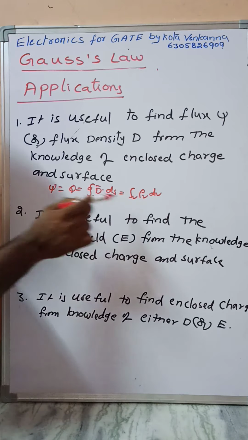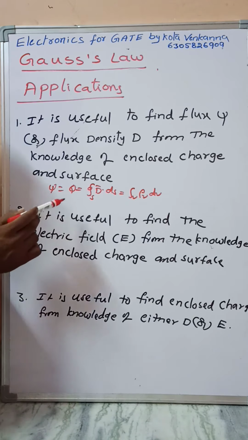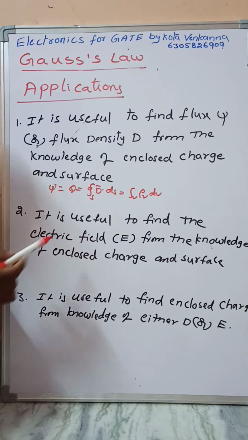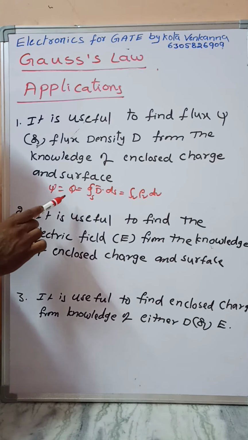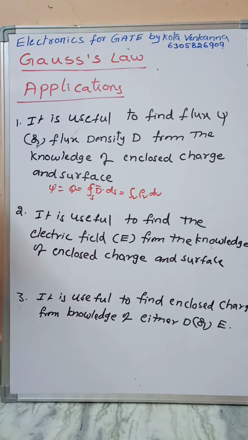So this equation is the Gauss law statement equation. From this equation, if you know the value of D and the value of rho, it is easy to find out Q and it is easy to find out psi.